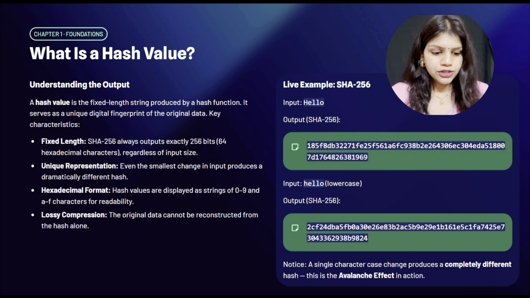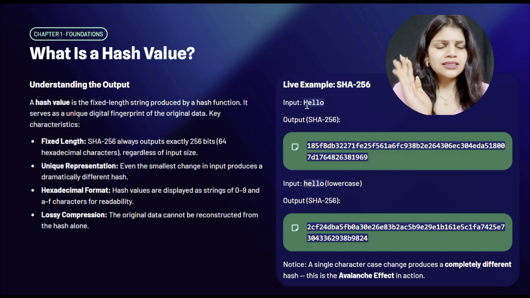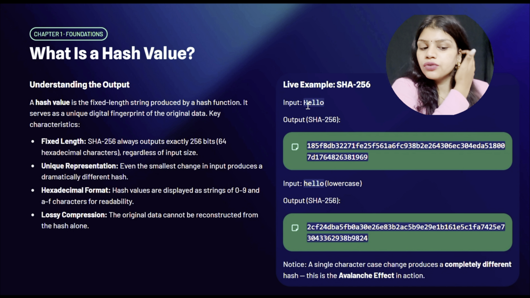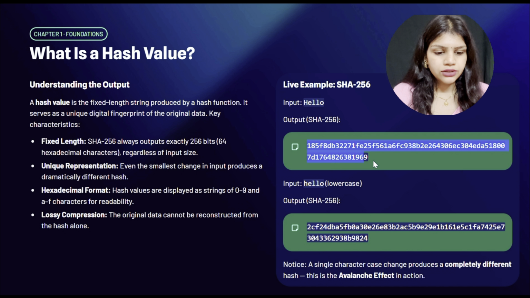Next is what a hash value is. Suppose I give you an example here. We are using SHA-256 as the hash function. Hello is the input to SHA-256. SHA-256 stands for Secure Hash Algorithm, 256 bits. So hello is the input to the hash function SHA-256, and the output is 64 hexadecimal characters. This is the hash value of hello.